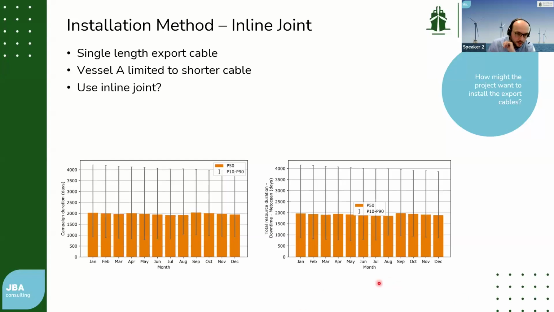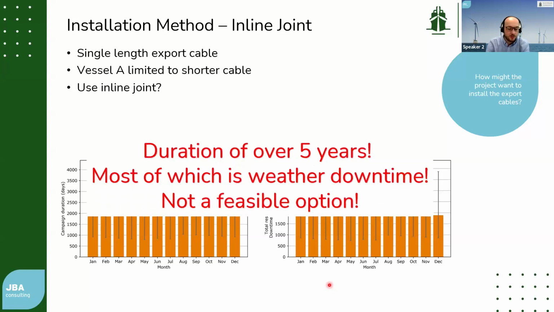And this graph on the right-hand side shows you the total downtime. We can see that of that total campaign duration, regardless of start year, most of it was weather downtime. And this gives a duration of over 5 years. Let's be perfectly honest, for a single cable, that is just not going to be realistic. Based on the parameters we've used to model this, this is not a feasible option. So we would probably suggest to a wind farm developer in this case that they consider other options, and we could model other options such as an omega joint to break up the operations.